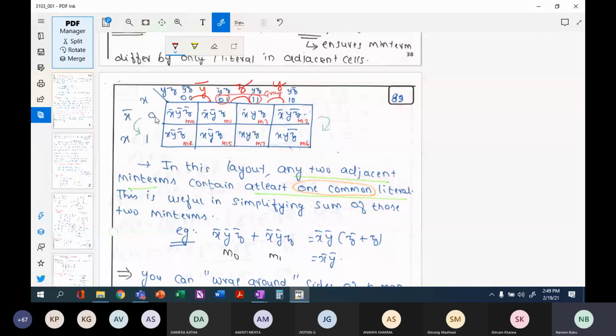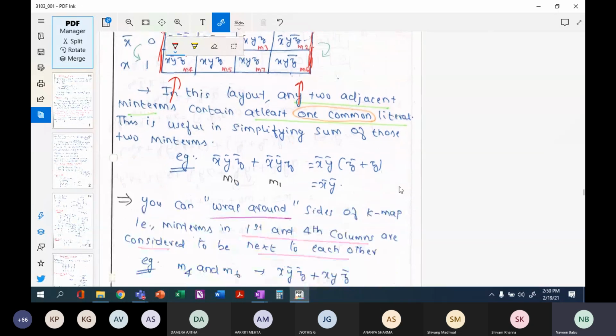But one thing that you must see here is that the first column and the last column can be wrapped. Wrapped in the sense that you can always say this column is adjacent to the first column. If you consider that this is the edge of a paper and this edge of the paper can be pasted together, what is common between this column and this column? It is Z bar, common between the first column and last column. So this you must remember. You can always wrap around the sides of the K-map.